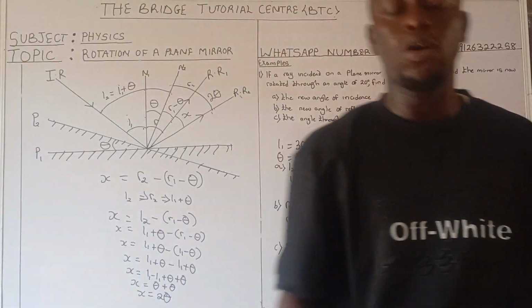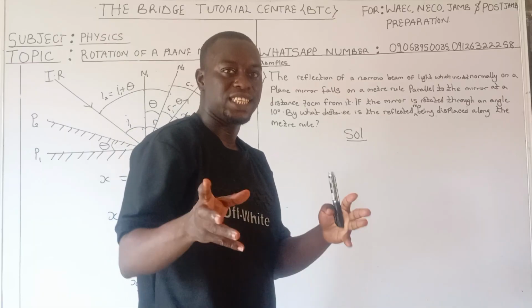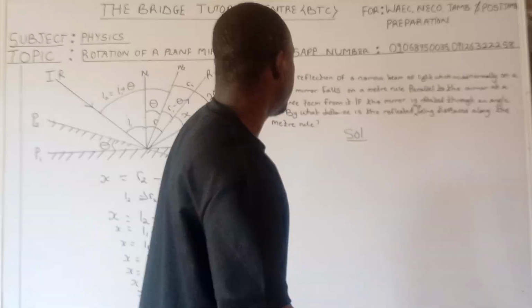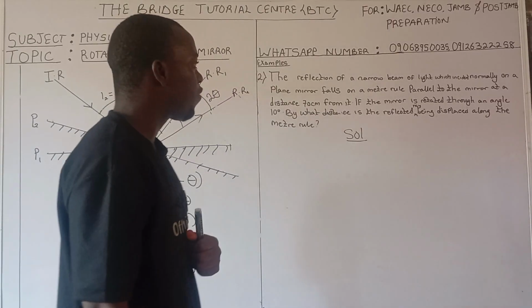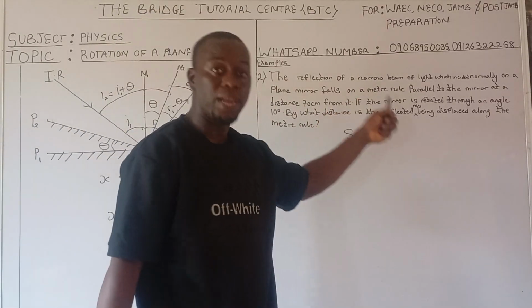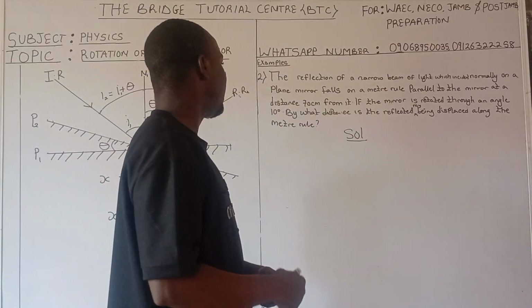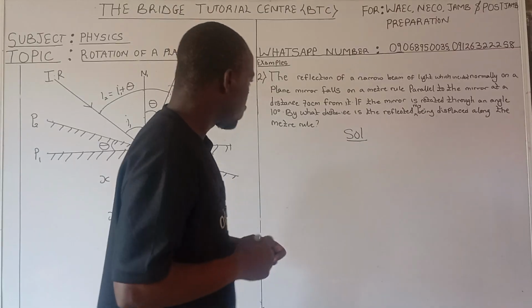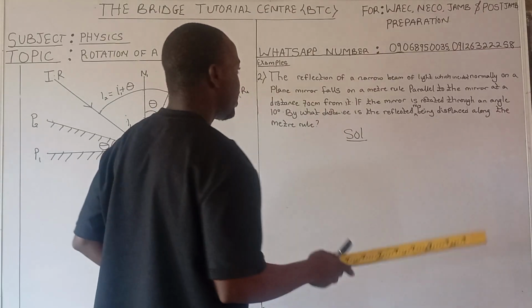Let us move to the second example. Let's start. As you can see, this is the second case, and you can see the question: the reflection of a narrow beam of light, which is incident normally on a plane mirror, falls on a metal rod parallel to the mirror at a distance of 70 centimeters from it. So that's the first thing. Let us draw that sentence.